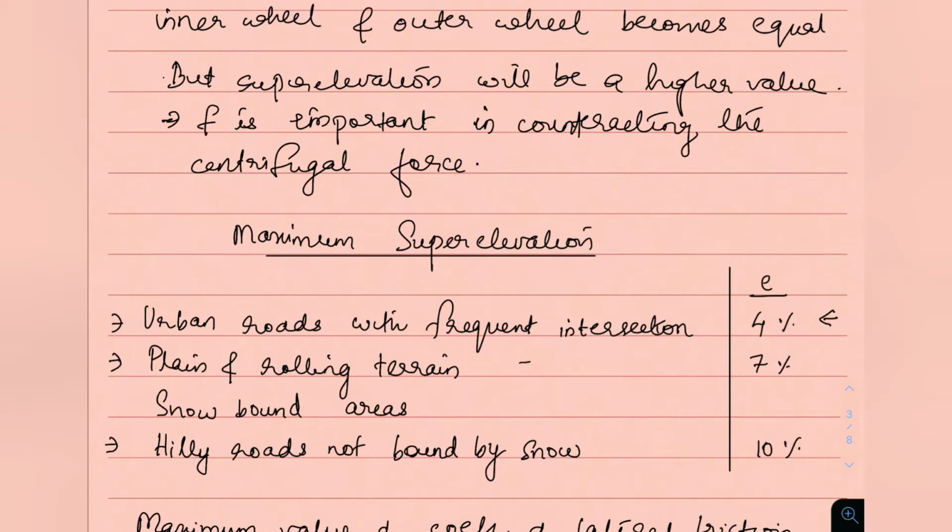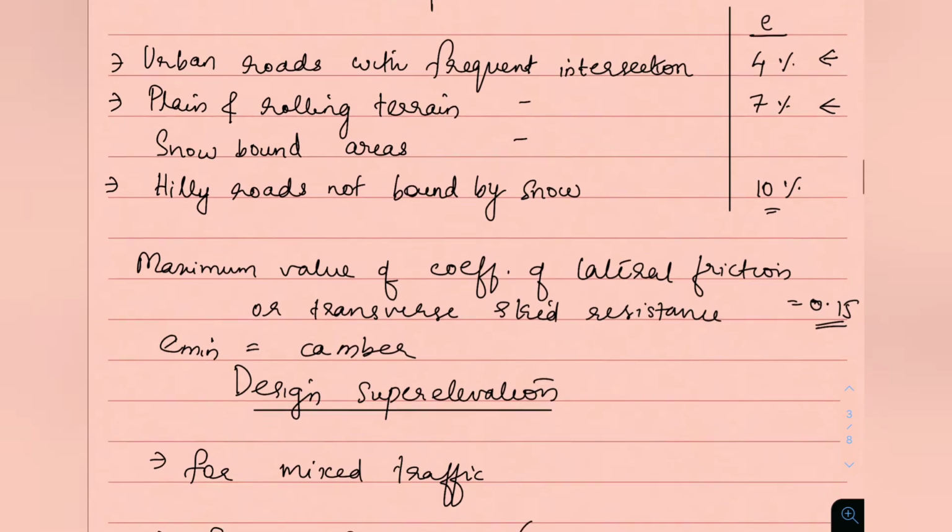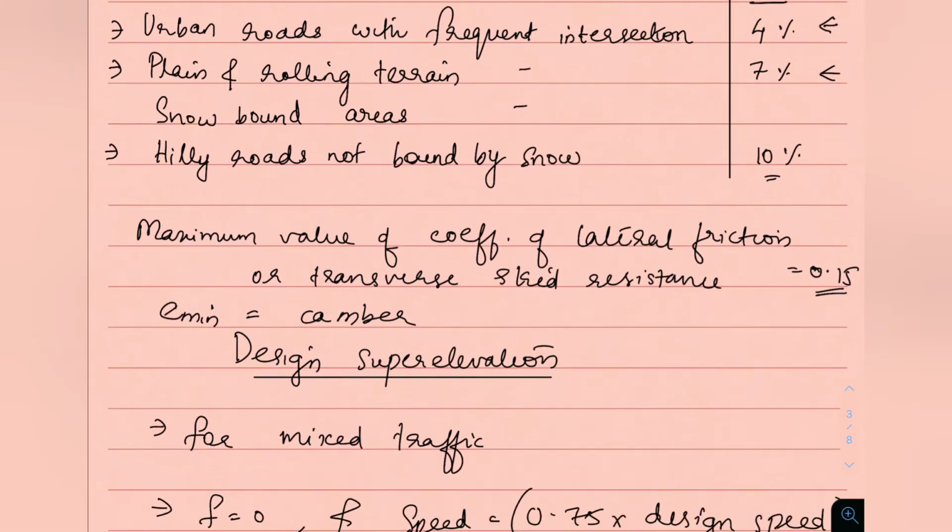Then in plain and rolling terrain and in snowbound areas, we can have e as 7% maximum. And then hilly roads not bound by snow, it is not bound by snow means we can give 10% maximum super elevation. So that is about maximum super elevation. Then the maximum value of coefficient of lateral friction, small f, will be 0.15, and e minimum, that is, the minimum e that should be provided, is equal to the camber value. This camber we provide for drainage purpose. So minimum drainage purpose e should be there for horizontal curves.